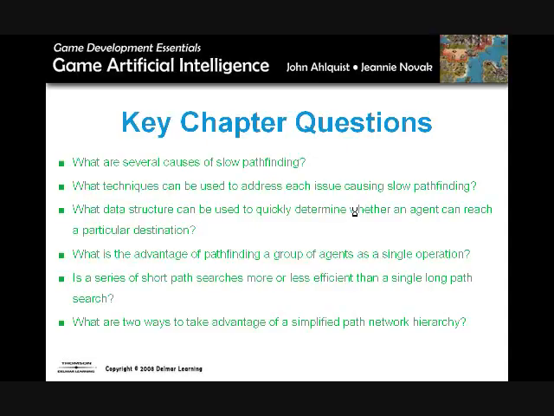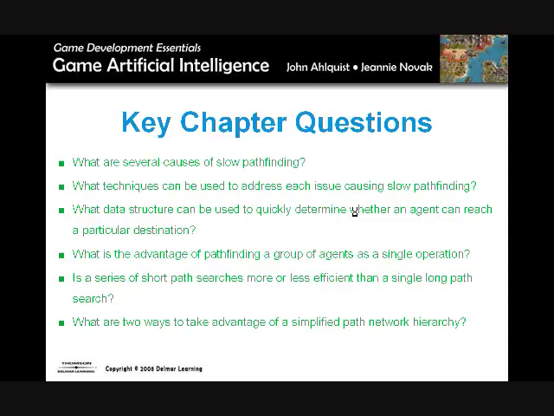So what are the key chapter questions? Basically, building upon chapter 6, chapter 7 deals with some common problems that you might have in pathfinding and how you might avoid them. So what are several causes of slow pathfinding? Where are you going to have hiccups in your code, and how can you avoid those? What techniques can be used to address these issues?